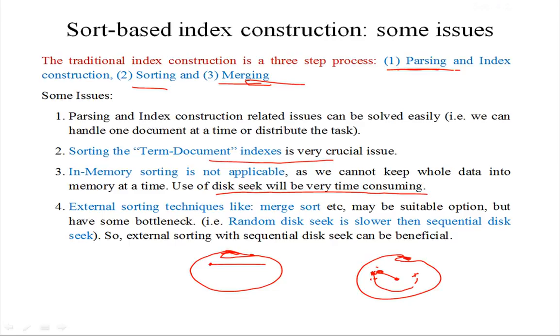There exist some external sorting techniques like merge sort, etc. that may be a suitable option, but they also have some bottlenecks, like random disk seek is slower than sequential disk seek. Sequential disk seek means suppose the starting point exists here, and then the next point here, then here, then here. Then the head will take one sequence, one move, and data fetching will be fast. But suppose one data exists here, one here, and one here, and then another here, then it will take a lot of random head moves, and it will increase the time. So this is the major bottleneck of external sorting techniques like merge sort, etc.